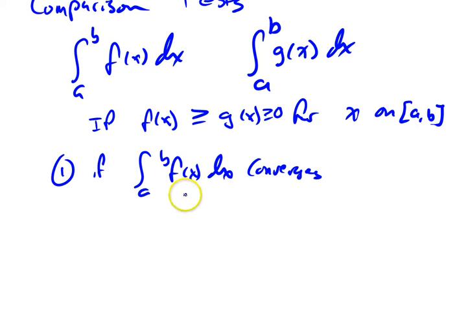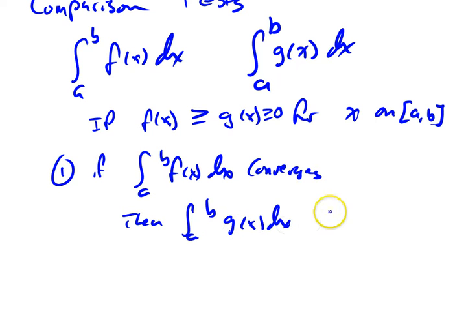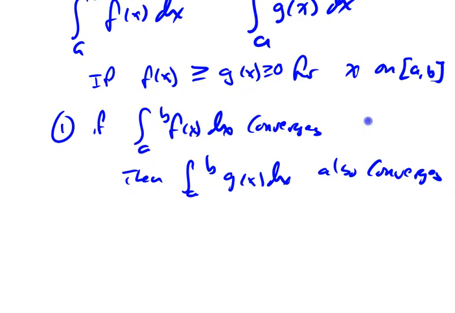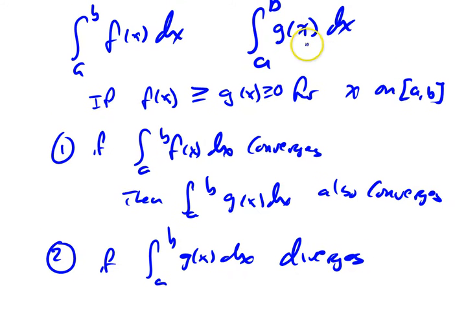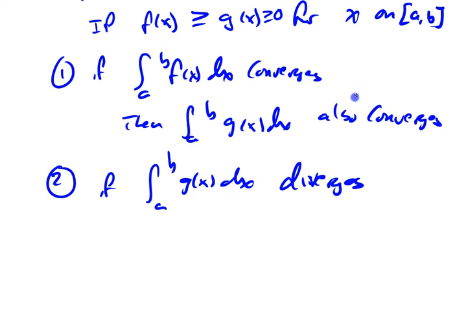So if the integral of f of x converges, so if this one's finite, then the integral of the smaller function must also be. Then the integral from a to b of g of x dx is also finite. On the other hand, if I know that the integral of the smaller function diverges, so I know that this integral is giving me an infinite value, then the integral of the bigger function must also diverge.